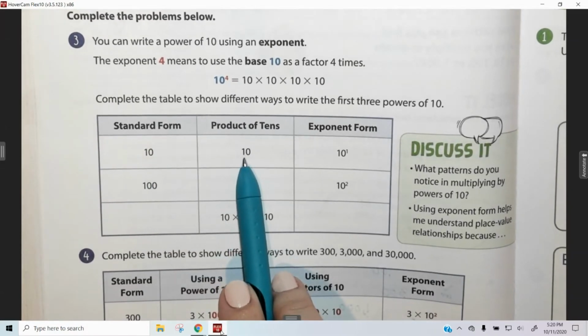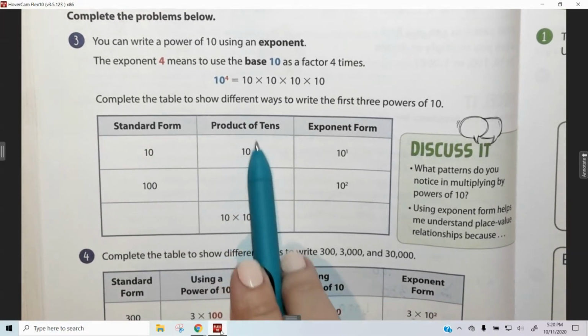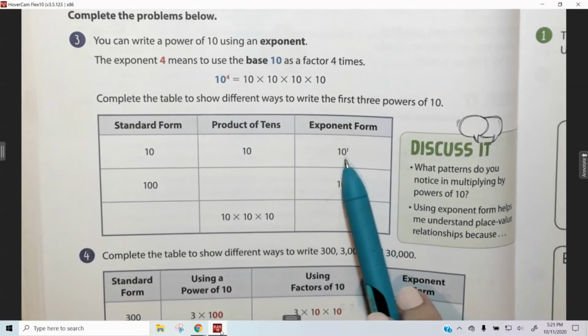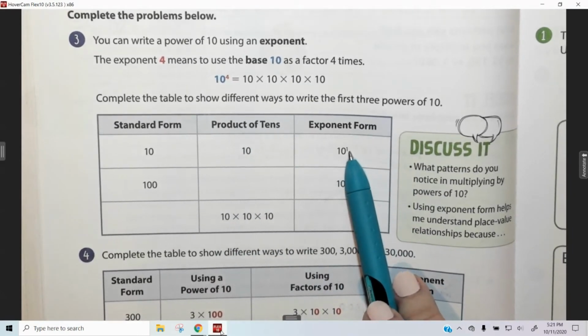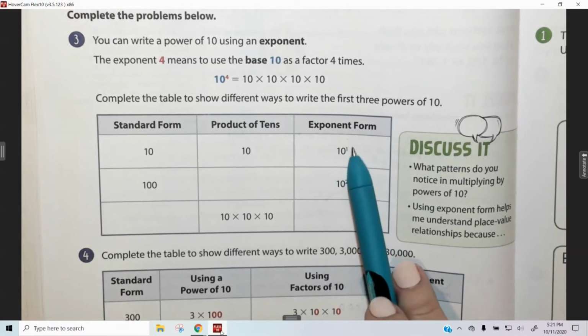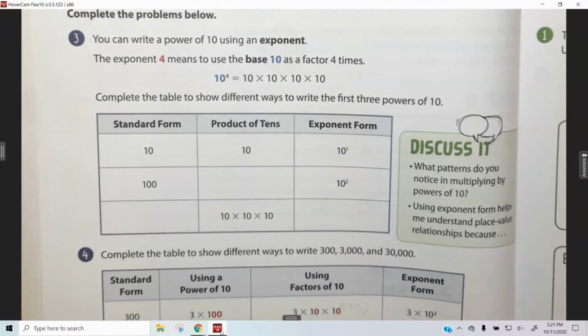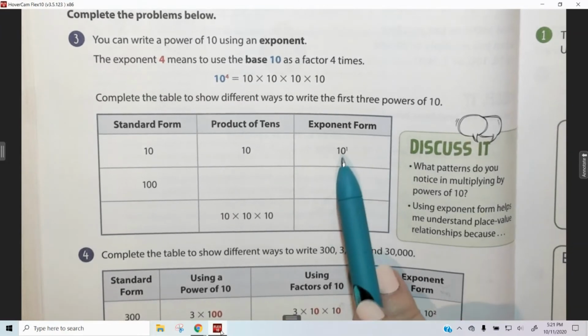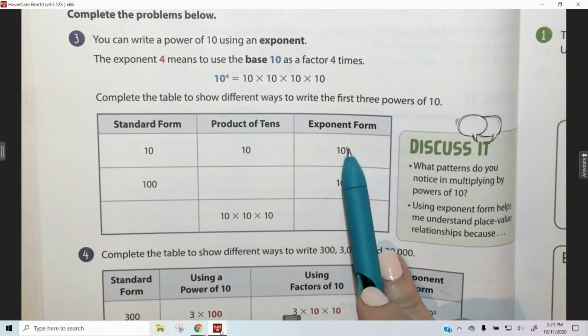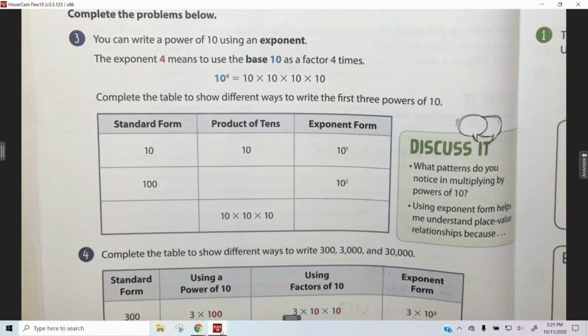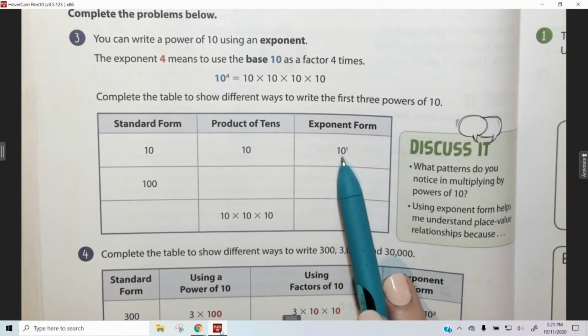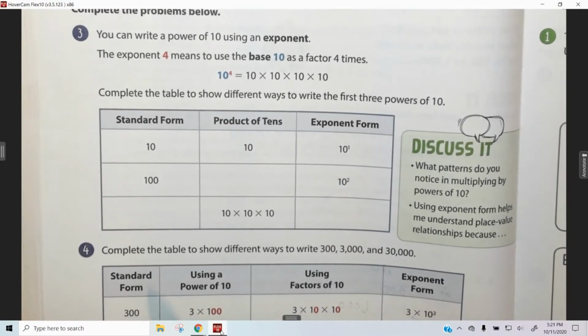So in standard form, 10 is written as 10. As a product of 10, again, remember we're not multiplying it by anything, so it's just 10. And then in exponent form, you need that number 1 there so that we know that this is written in exponent form. It seems funny to write that 1, but it's very important. So whenever we're writing a number in exponent form and it's just worth 10, you're going to put 10 to the first power.